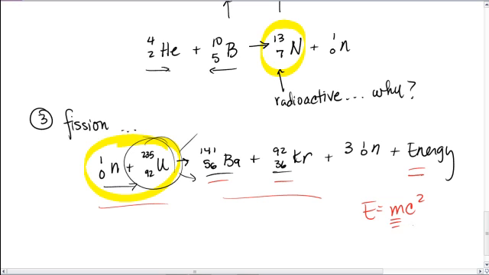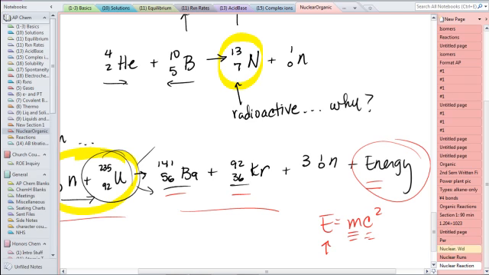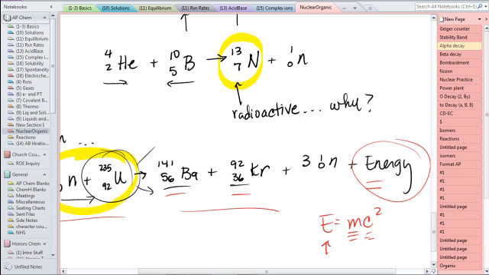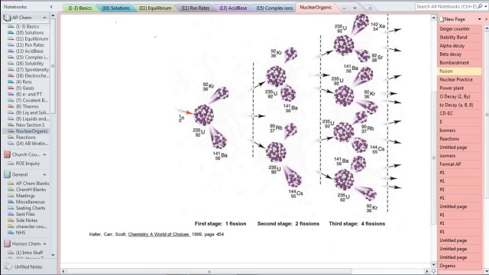The mass that's lost, when related to the speed of light squared, counts for some energy, and so you get energy out of it, and that energy is used to heat water in a nuclear reactor. Let me find a quick picture of fission. That's what I want.